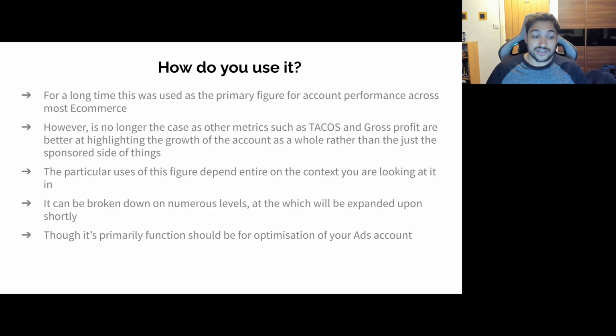But ACoS is still very useful, and the particular uses of this figure depend entirely on the context you're looking at it in. So it can be broken down on numerous levels, which I'm just going to expand on shortly. But its primary function is going to be the optimization of your ads account.